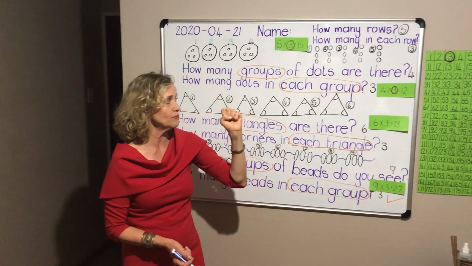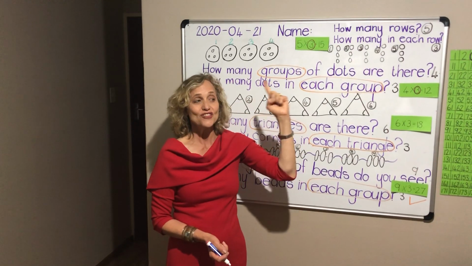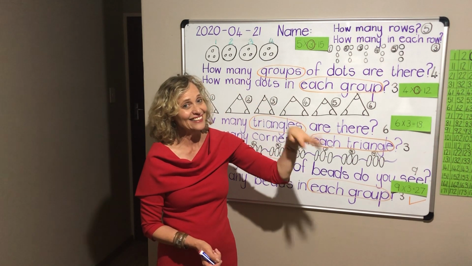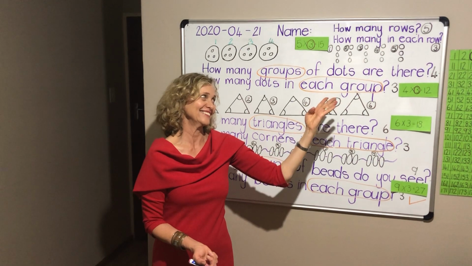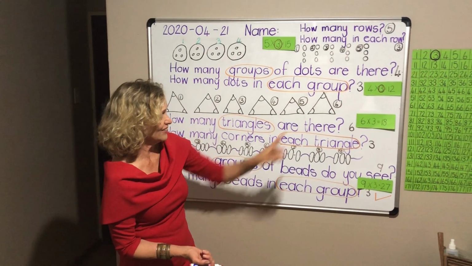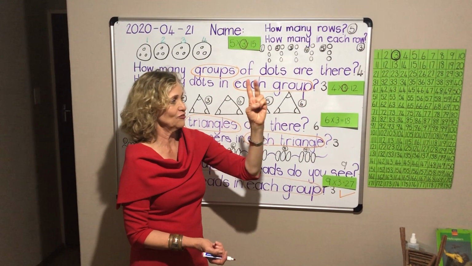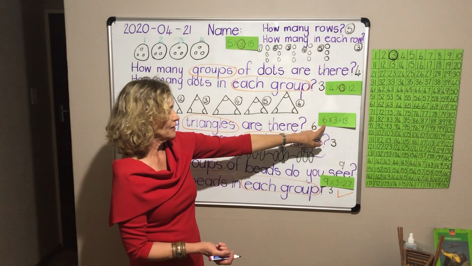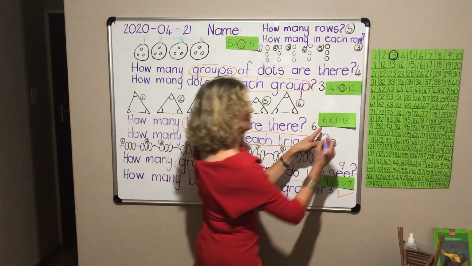You can put your hand up like this. Let's count. 3, 6, 9, 12. Well done. Okay, so there we go. That was easy if you go up with your fingers like that. Good. And this sum says 6 times 3.